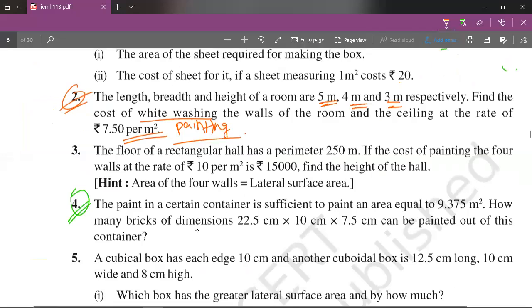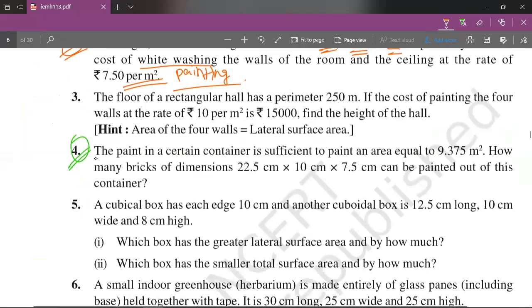Now we'll do the fourth question, skipping the third question. The paint in a certain container is sufficient to paint an area equal to 9.375 meters square. So all we have to do is find the area. How many bricks of dimensions 22.5 centimeter into 10 centimeter into 7.5 centimeter can be painted out of this container?